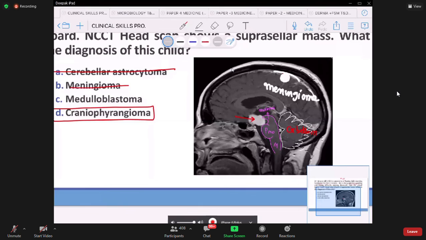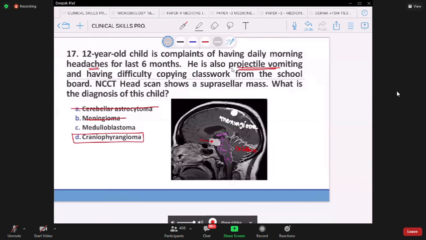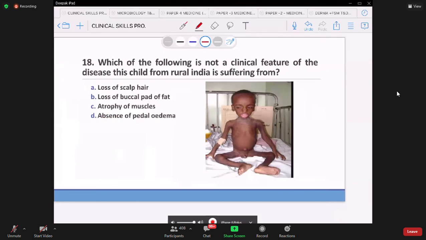a visual field defect. The visual defect in this condition is bitemporal hemianopia. Because of this bitemporal hemianopia, the child is having difficulty in copying from the classwork. The correct answer to this question is option D, craniopharyngioma. A supratentorial tumor can be picked up because it shows a calcified mass present in the area of the pituitary. Let's look at the next one.